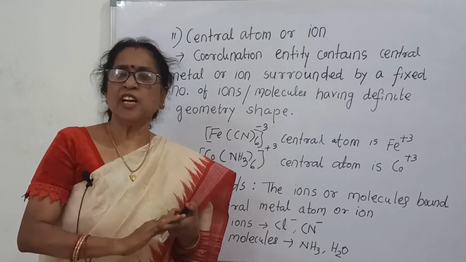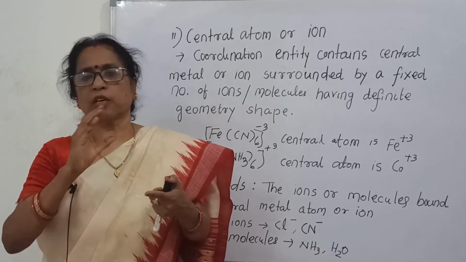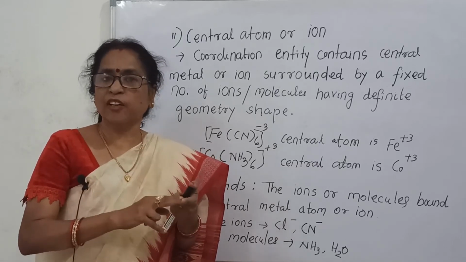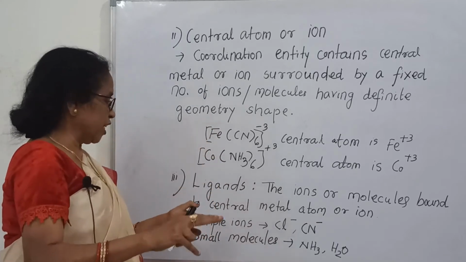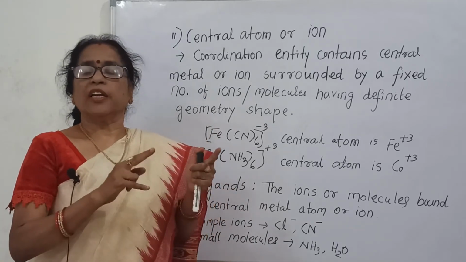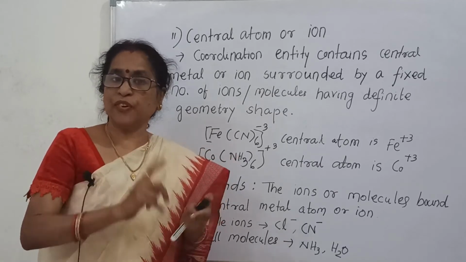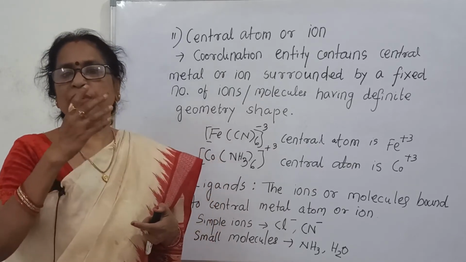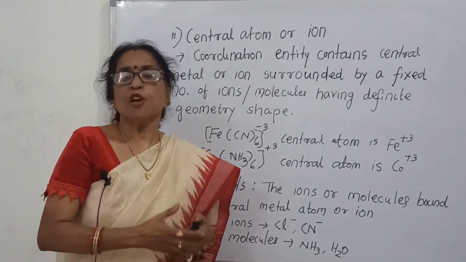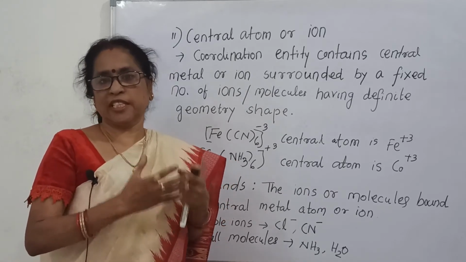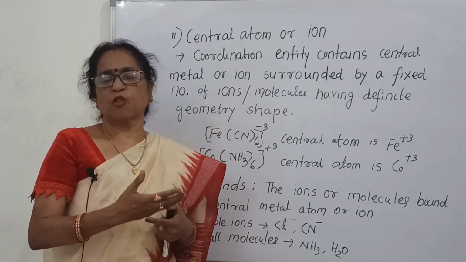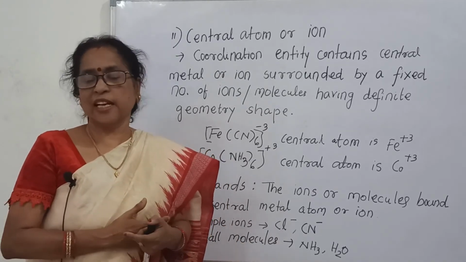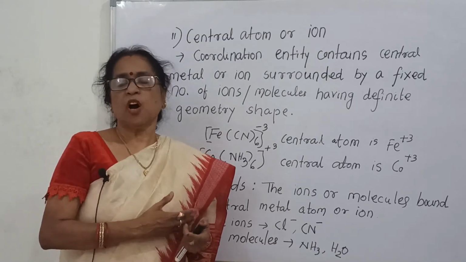So, have you understood? Ligand means the molecules or negative ions which are bonded to the central metal ion or atom having a fixed geometrical shape. The number of ligands is fixed for a particular central atom. Just like cobalt, the number of ligands should be 6. Why? Because the coordination number is 6. Later we will see what we mean by coordination number. First we will see what are the big molecules that act as a ligand to the central metal atom or ion.